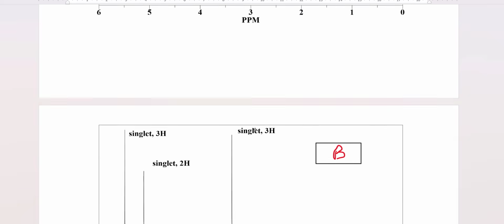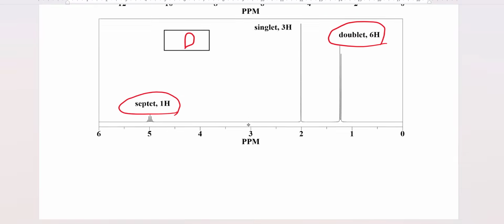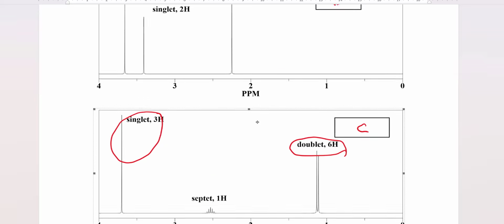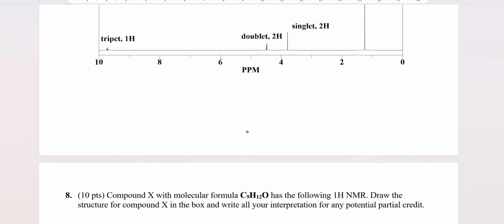And for sure the remaining one is compound E, and we can also find E easily because E has 3 methyls here, they're identical. So we should see a singlet with 9 hydrogens. And we see a singlet with 9 hydrogens. This is how we can match the NMR with the available structures. But let's see the next question.